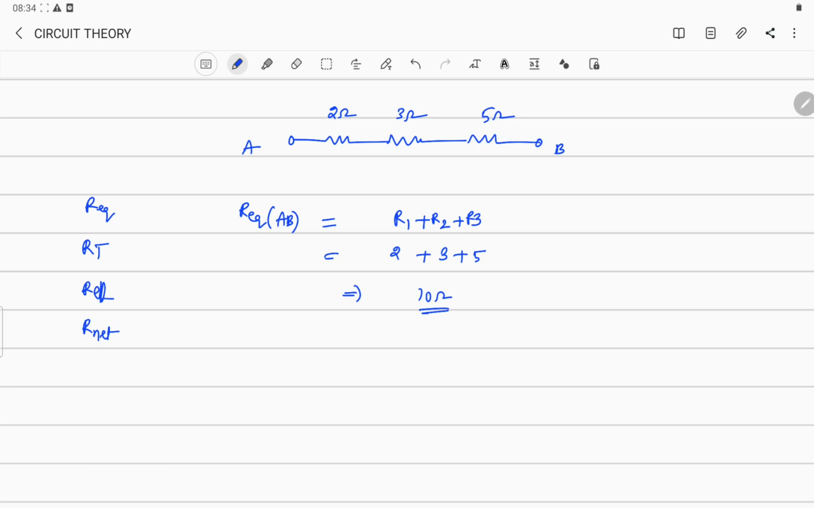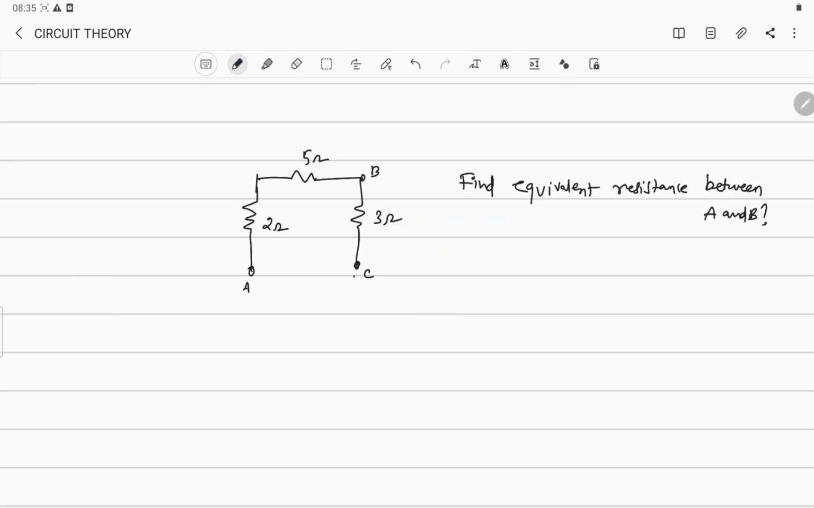Let us try to solve one more problem. The question says find the equivalent resistance between A and B. In the question we have three terminals A, B, C, but we have to focus only on A to B, as the question asks. First we have to check whether it is series or not. If we send the current I from A and the current is constant throughout the journey, then this is a series combination. As my intention is to calculate the resistance between A and B, A and B have only two resistors, 2 ohms and 5 ohms, and the answer is 7 ohms.